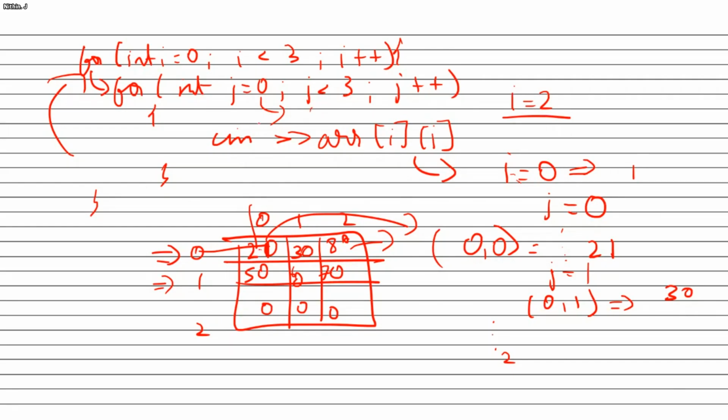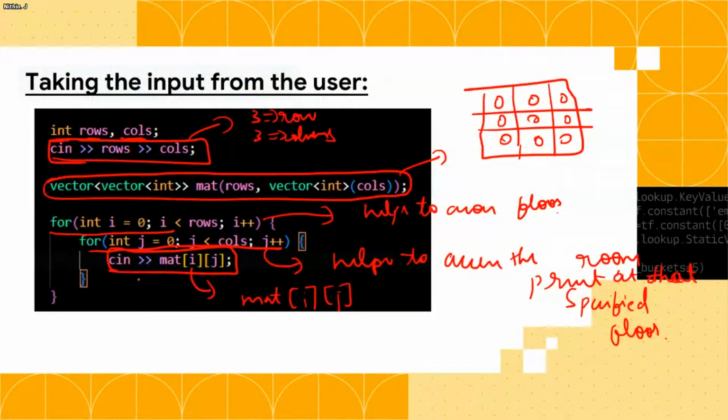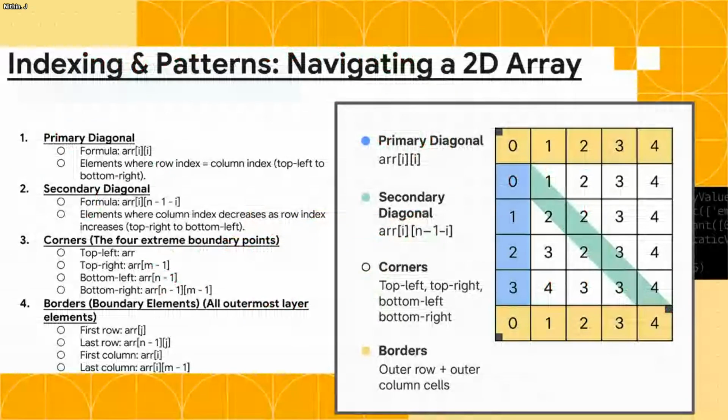And we have the inner for loop that helps us access the rooms present on the second floor, and we fill them with elements like this. Let this be 130. So in this way, this code helps us fill the elements of a two-dimensional matrix. Yep. And next, coming to one of the important concepts, that is indexing and special patterns, which will be used in navigating a two-dimensional array.